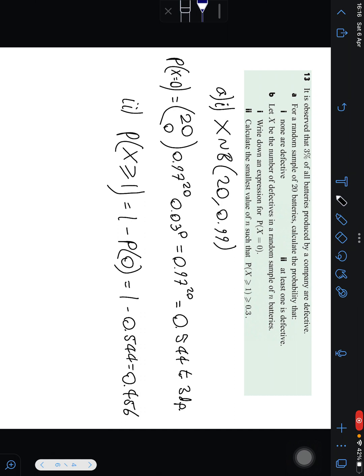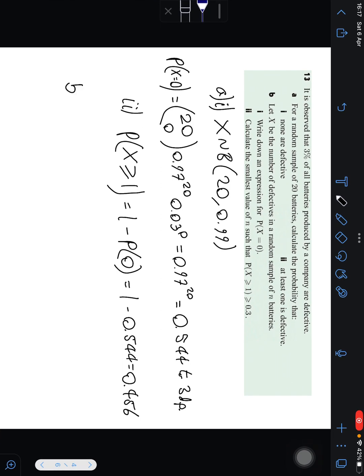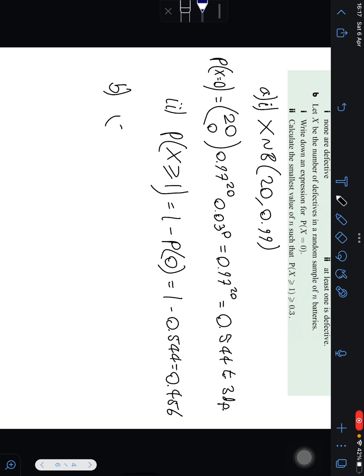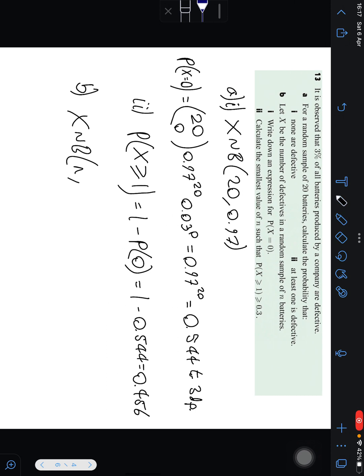Okay, let x be the number of defects in a random sample of n batteries. That was what x was before, wasn't it? Write down an expression for P of x equals 0 for n number of batteries. So now we've got a binomial distribution of n number of batteries, and the probability that it's defective is 0.03, so of not defective is 0.97.